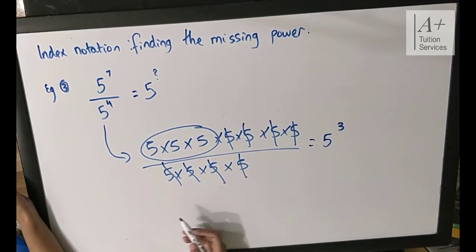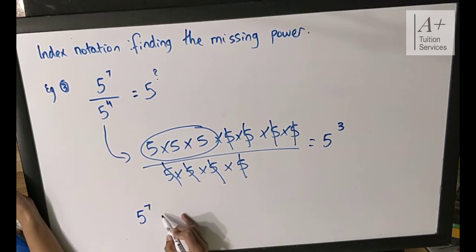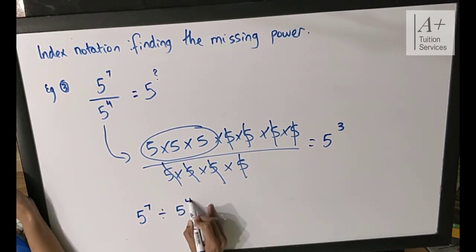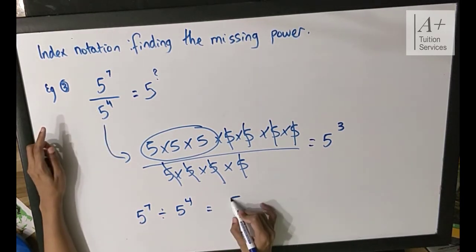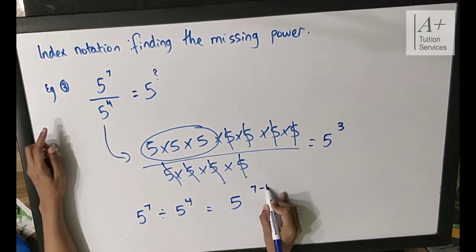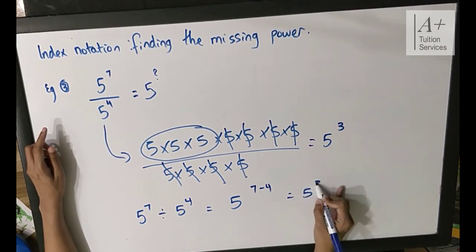However, if I write it out like this, 5 to the 7th power divided by 5 to the 4th power, instead of having it in fractional form, I can just say 5 to the power 7 minus 4, which is equal to 5 to the 3rd power. Okay?